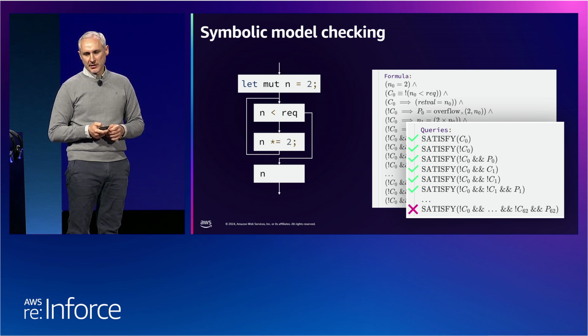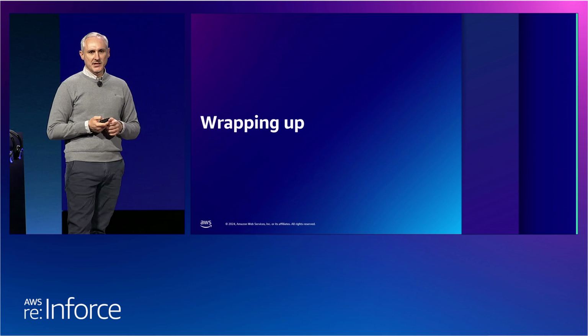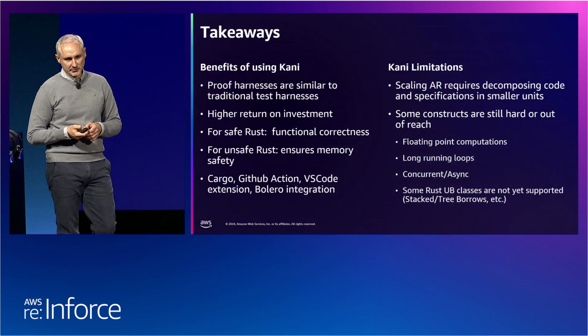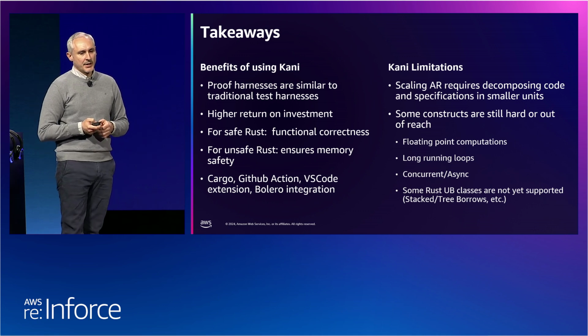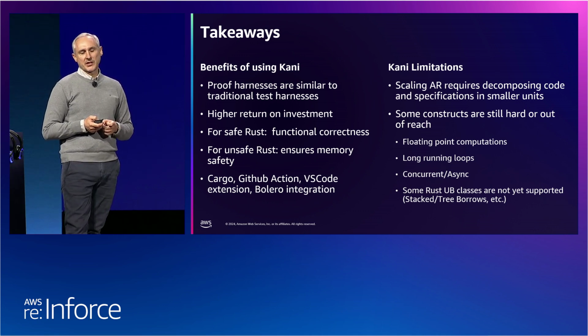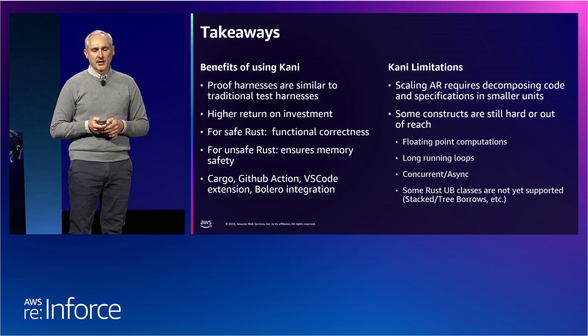Okay, so now I hope that I convinced you that this approach is really different from testing, but it's also highly automated, and using it feels like basically writing tests. So the takeaways, benefits of using a tool like Kani. Proof harnesses are very similar to traditional test harnesses. They look the same, and they're very simple to write. But when you start using this, you have a much higher return on investment for your time.